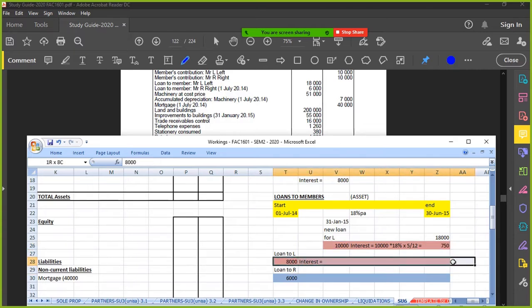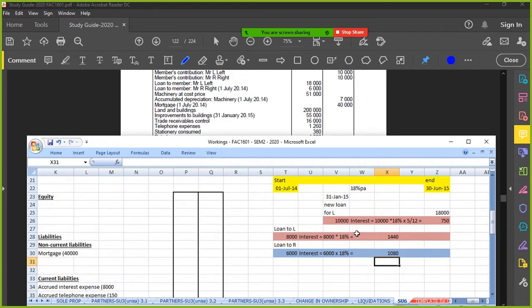$750 for that one. This one, $1,440, and this one, okay, there we go. That's it. Right. So all of those amounts need to go as interest amounts for those members' loans.